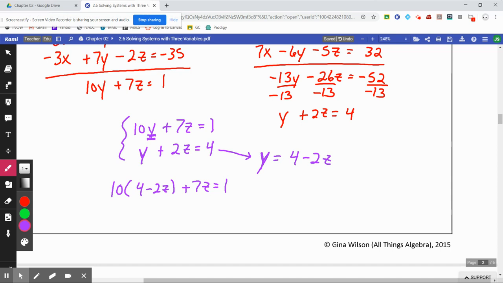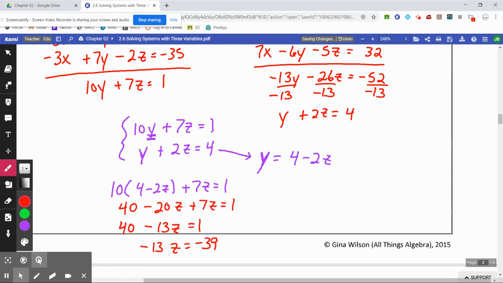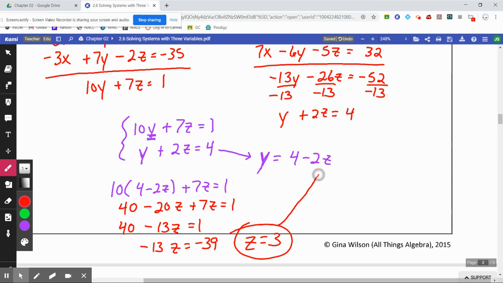Now, once I have this, I'm going to solve that equation. And I do so by distributive property, combining like terms. I move my 40 over. In my last step, I divide by negative 13, and I find out that z is 3. It's always best to go back to where you used substitution. Since z is equal to 3, then y would equal 4 minus 2 times 3, which is 6. 4 minus 6 would be negative 2.